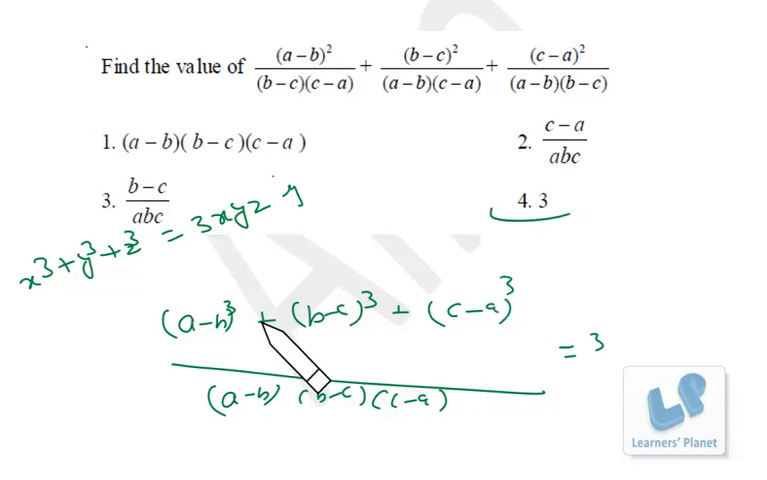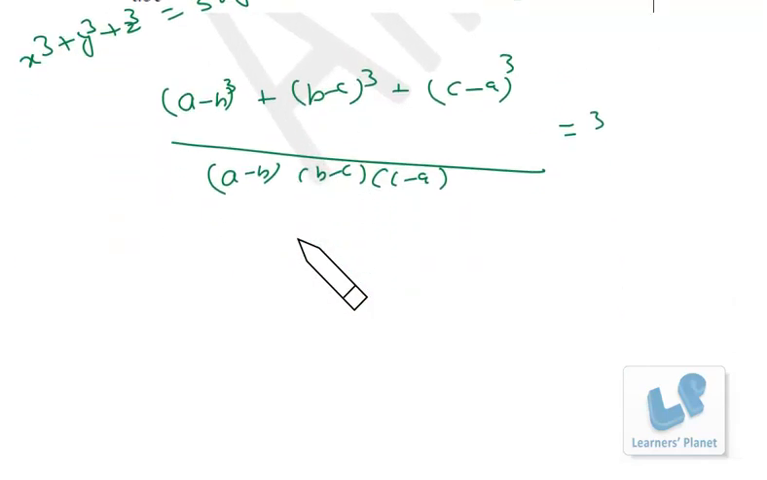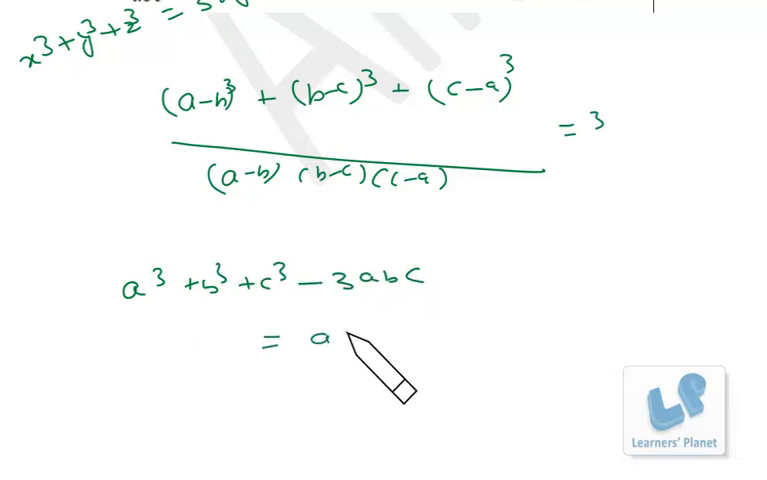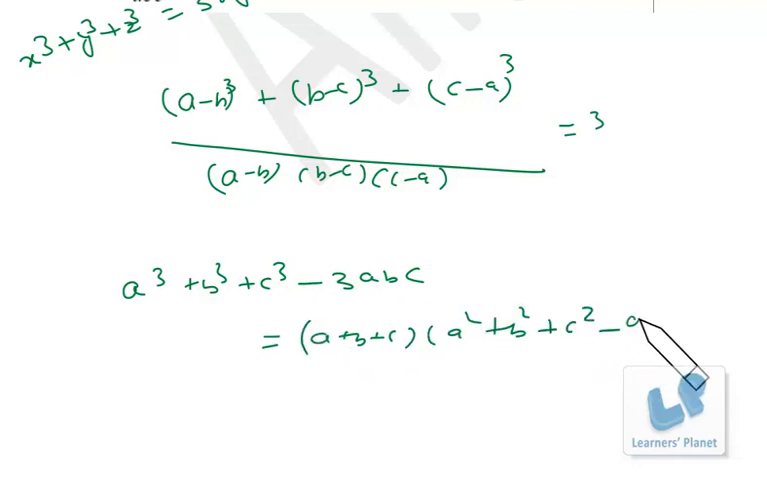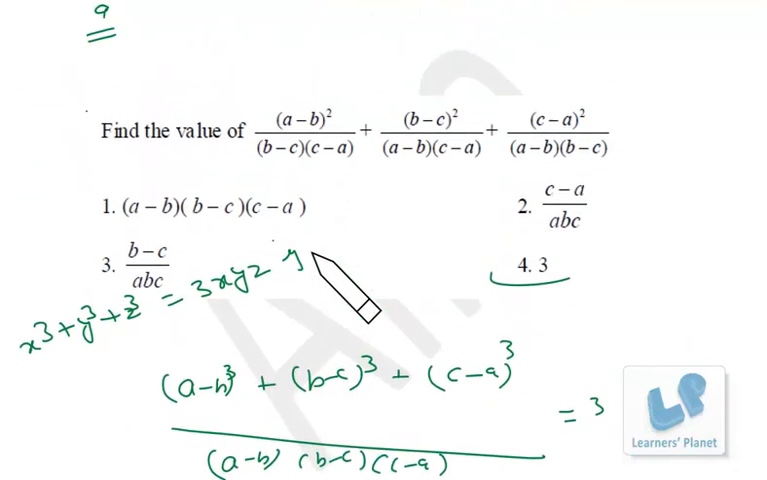So that's pretty simple, and we are using this algebraic formula: a cube plus b cube plus c cube minus 3abc is equal to (a plus b plus c)(a square plus b square plus c square minus ab minus bc minus ac). So if a plus b plus c is 0, this entire right side will be 0, so a cube plus b cube plus c cube will be 3abc. The same funda I am using over here. I hope that's clear.